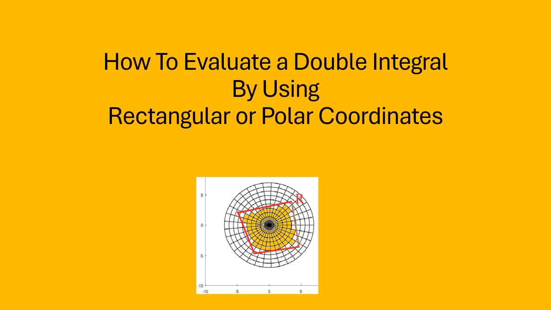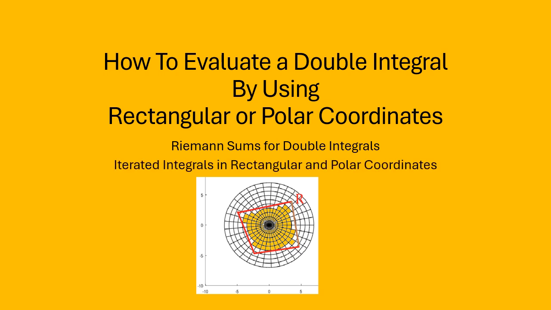Welcome to how to evaluate a double integral by using rectangular or polar coordinates. We will consider Riemann sums for a double integral, and we will write those double integrals for evaluation purposes as iterated integrals in either rectangular or polar coordinates.